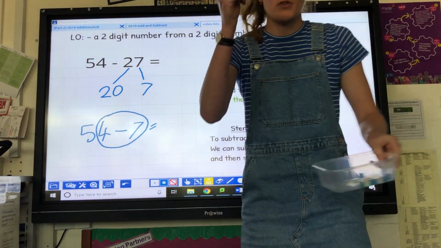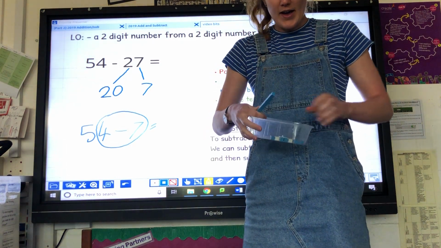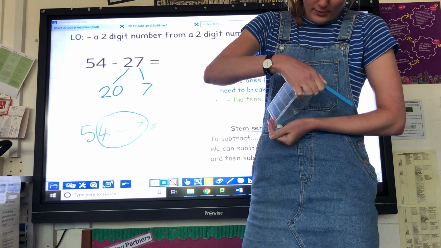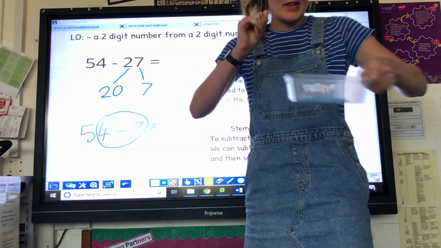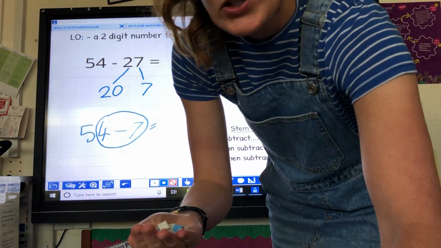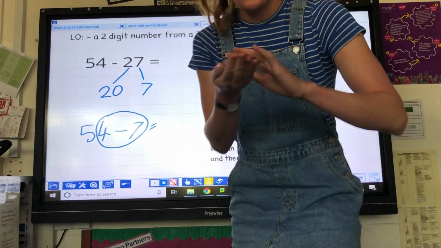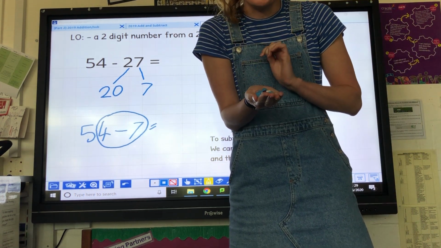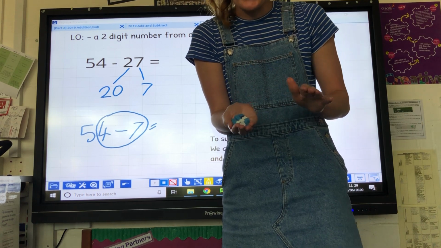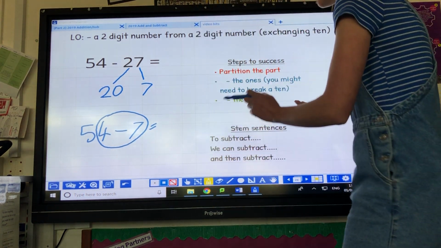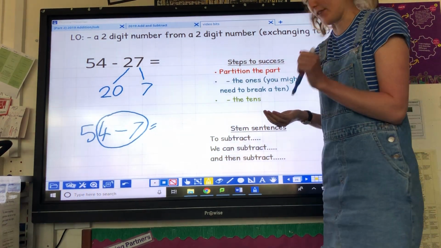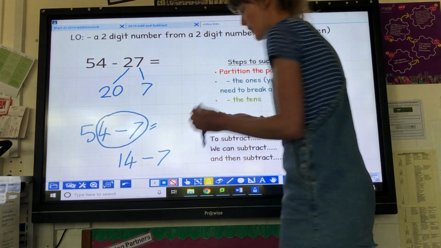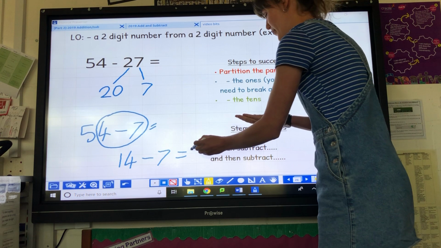So I've got my ten here, and in here I've got 10 ones. So I take the 10 ones out, carefully. I put this back in here for safekeeping, and then I can add this to my other ones for my 54. So now I've got 14 ones. Okay, I've got 14 ones. Can I now do 14 take away 7? Yes, I can. I can do 14 take away 7, which leaves me with 7.